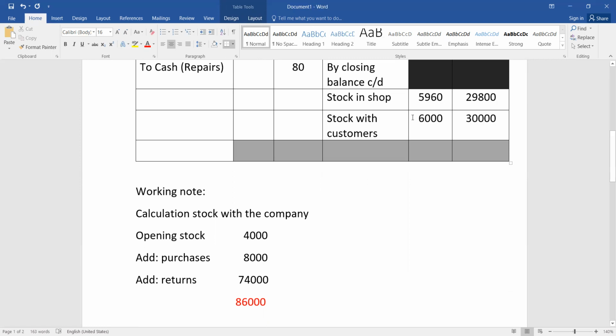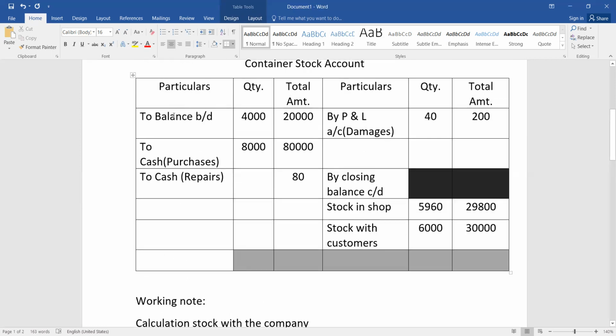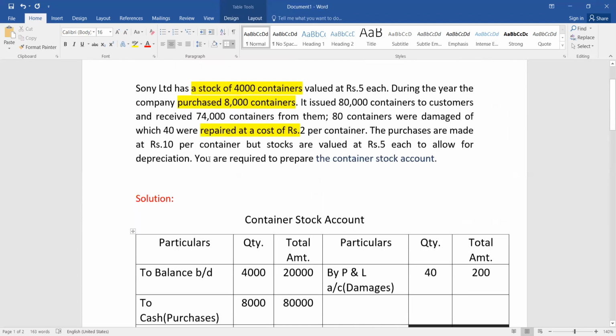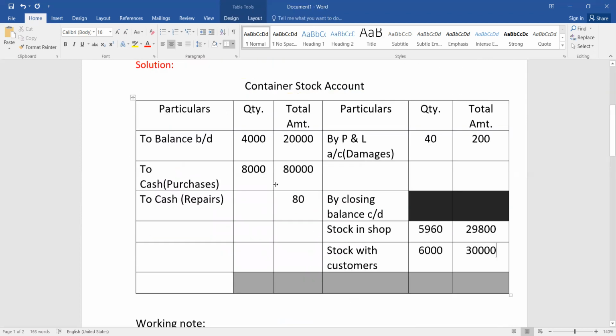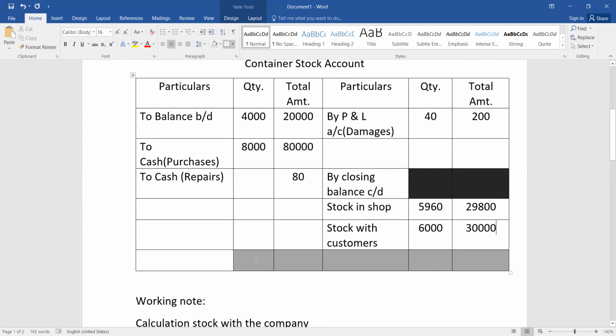So we have taken the closing stock, the damages, the balance, the purchases and the repairs. As we have taken all the items, now let's go for balancing. Coming to the debit side, let's balance the quantity column. So it is 8,000 plus 4,000, we are having 12,000. And coming to the quantity column of the credit side, we have 6,000 plus 5,960 plus 40. It's going to be 12,000.